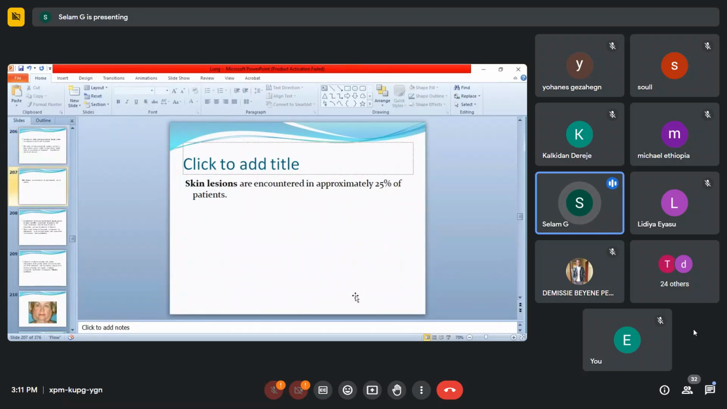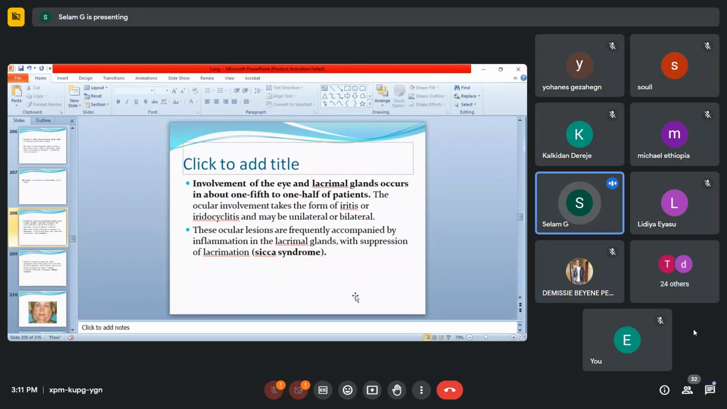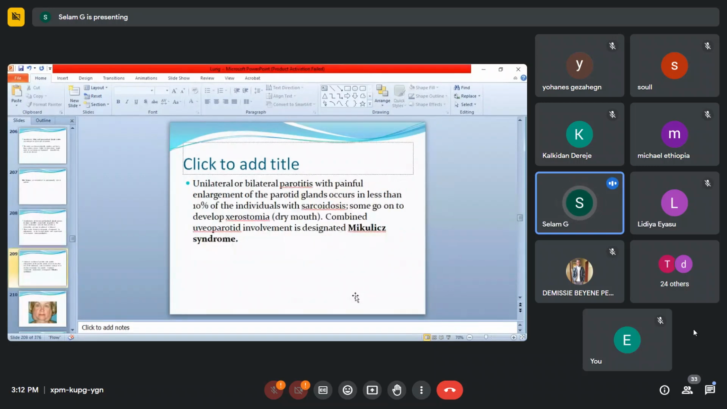The skin lesions in sarcoidosis are encountered in approximately a quarter of patients, and involvement of the eye and the lacrimal glands occurs in about 1/5 to 1/2 of patients. The ocular involvement takes the form of iritis or iridocyclitis, and may be unilateral or bilateral. These ocular lesions are frequently accompanied by inflammation in the lacrimal gland, which suppresses lacrimation, and we call that sicca syndrome. So patients with this disease are unable to shed a tear.